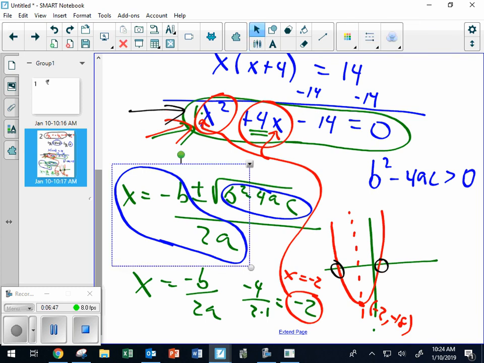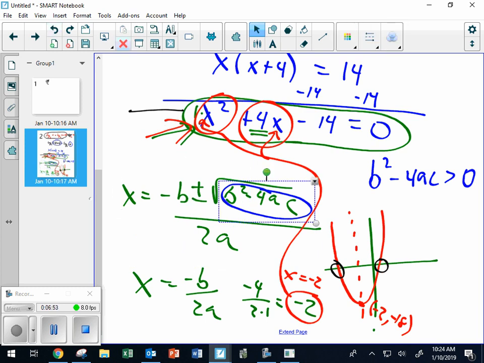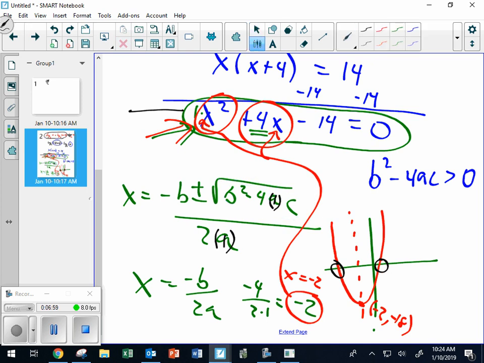So I'm going to now put in 1 for a. That goes here. B is 4. That goes here and here. And C is negative 14.